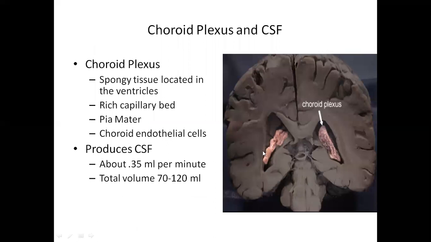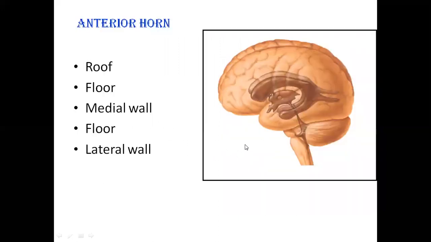So in any ventricle, whether it is lateral ventricle or third ventricle or fourth ventricle, in all ventricles we have a network of capillaries which is called choroid plexus. Choroid plexus is spongy tissue located in the ventricles. It is a rich capillary bed which is situated in the pia mater. So it has choroid endothelial cells. The function of choroid plexus is production of CSF, about 35 ml per hour. Total volume is 70 to 120 ml. Once you are done with the central part, now let us go to anterior horn.